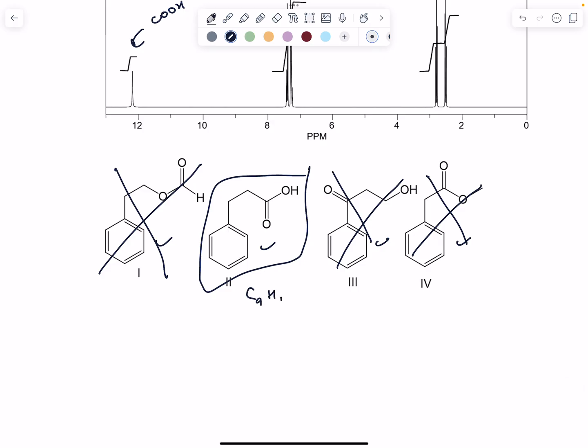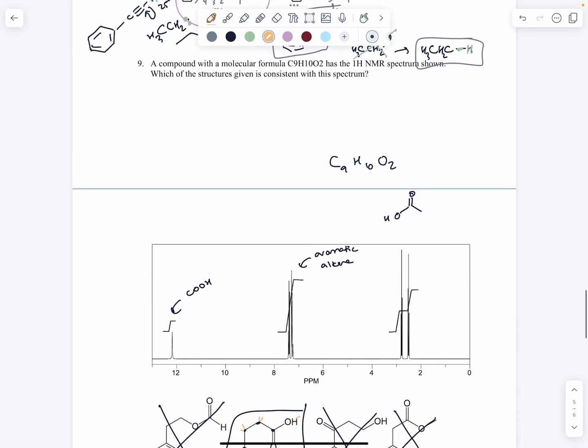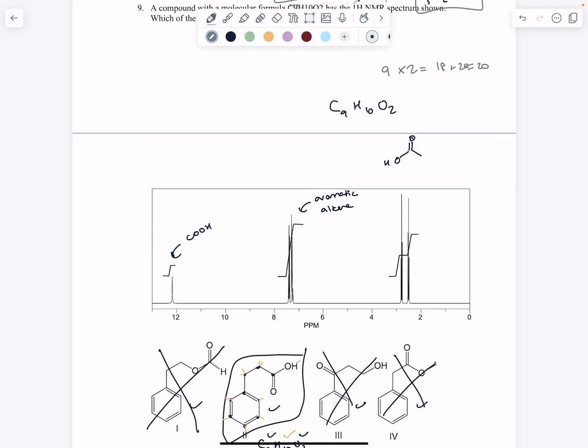But before I commit to this, I'm going to make sure it's C9H10O2. So we have 1, 2, 3, 4, 5, 6, 7, 8, 9 carbons, 2 oxygens. I'll do a different color. 1, 2, 3, 4, 5, 6, 7, 8, 9, 10 hydrogens. Great. Okay, so that's right. You can also do the index of hydrogen deficiency on this one. We have 9 times 2 equals 18, plus 2 is 20. So you would expect that you would have 20, but we only have 10.